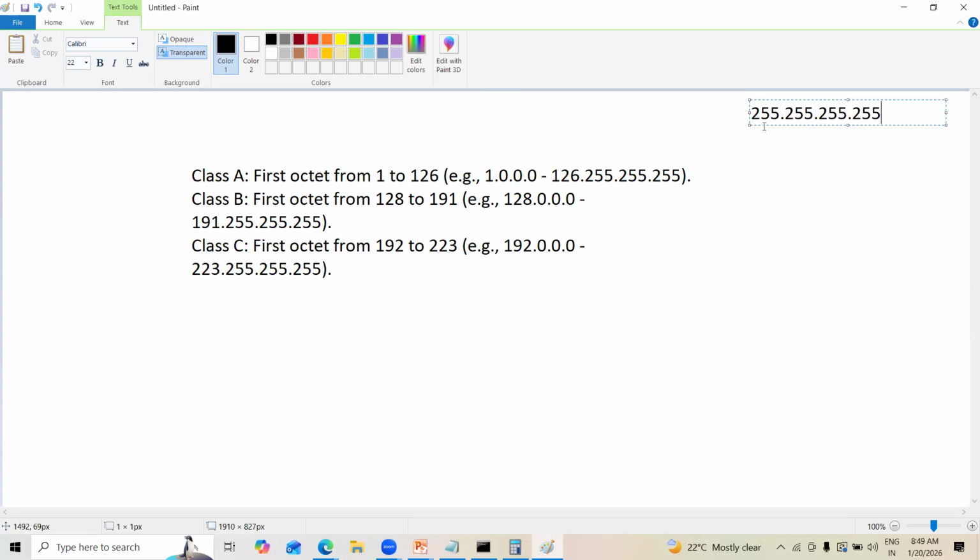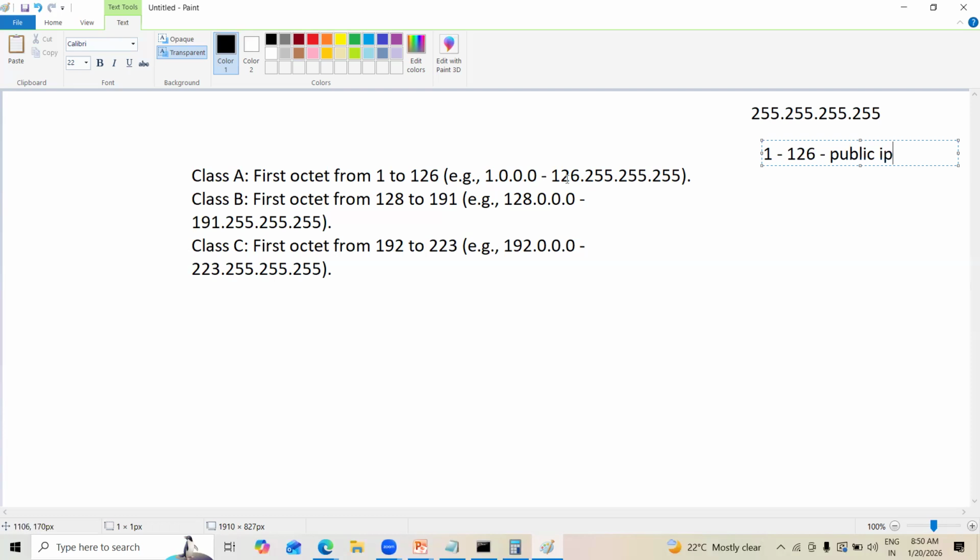You can see that class A starts from 1 to 126, out of 255. Here 1 to 126 comes under public IPs. You can see an example here also.